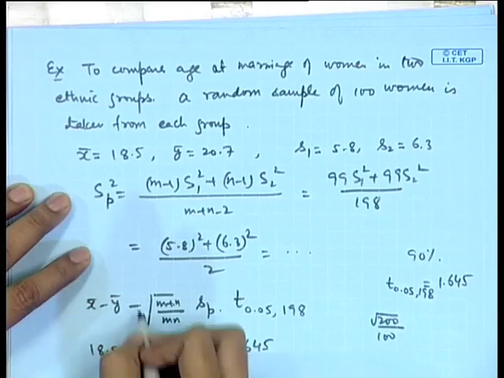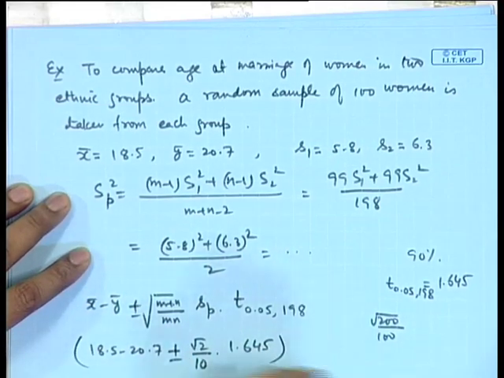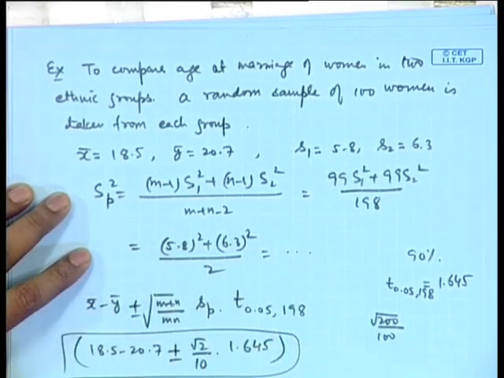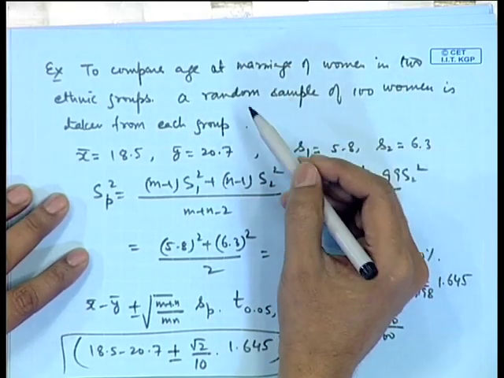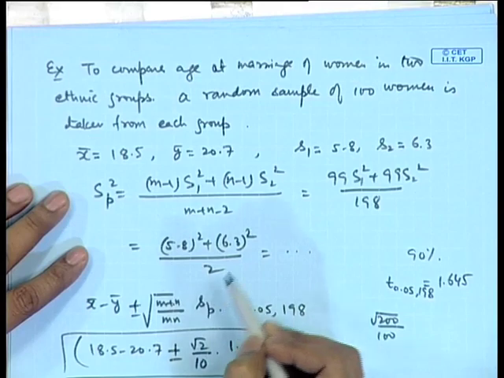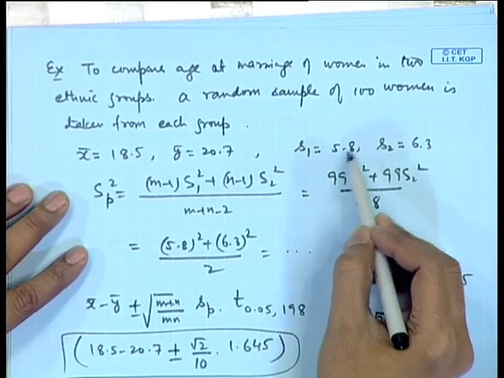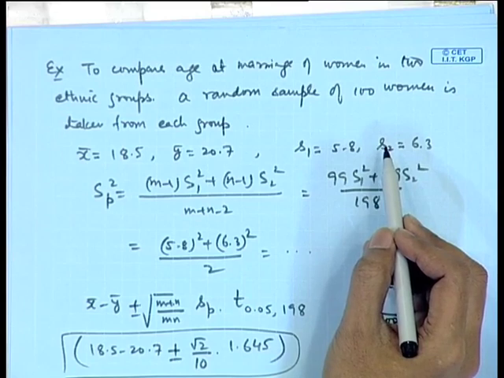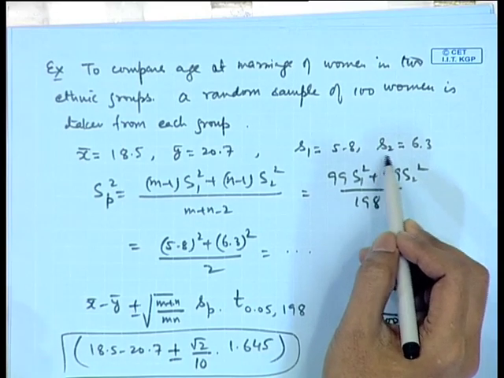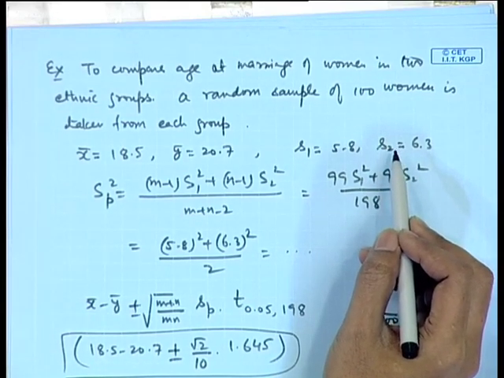So, plus minus that gives the confidence interval for the difference in the ages at marriage of women in two ethnic groups. So, here we have used the pooled formula. We may actually do a testing of hypothesis for sigma 1 square is equal to sigma 2 square, and if sigma 1 square is equal to sigma 2 square is accepted, then we may go for this formula.